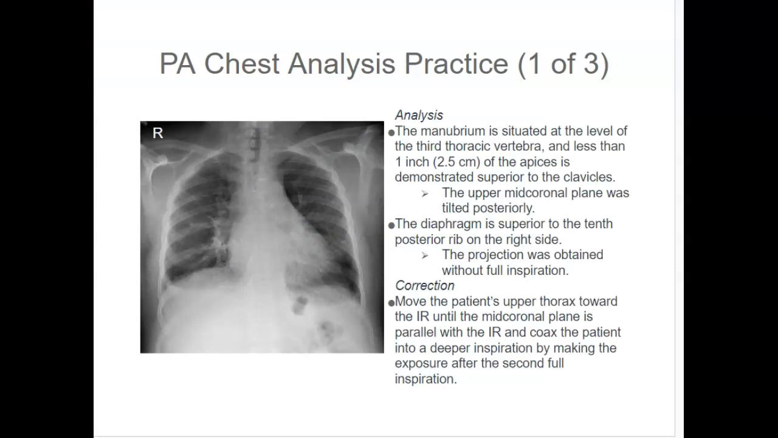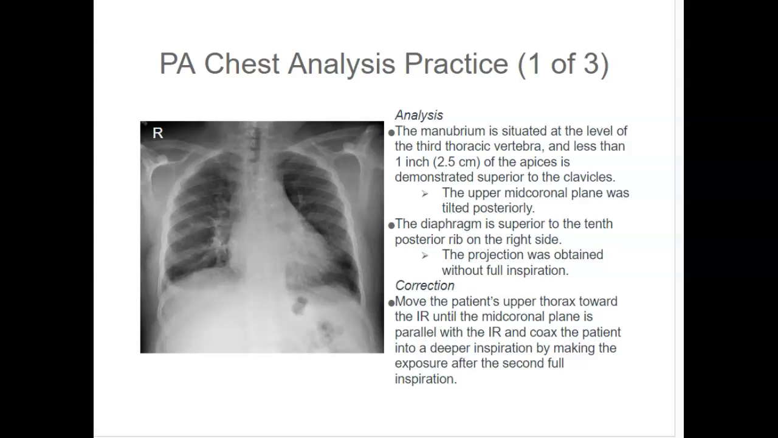So let's take a look at our first PA chest practice analysis. As you can see here, you can look at the clavicles, and they are demonstrated in the apical portions of the lungs. So we have some type of coronal plane tilt here. This is a demonstration of posterior mid-coronal plane tilt. Additionally, the manubrium is sitting at a level of the third thoracic vertebra, whereas we want it at the fourth thoracic vertebra.